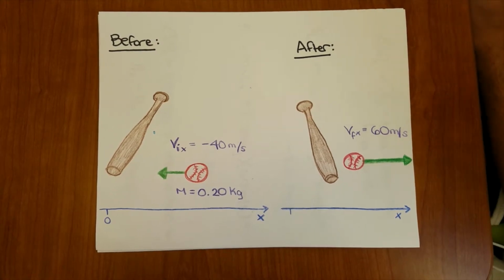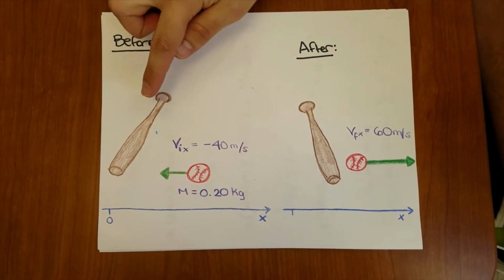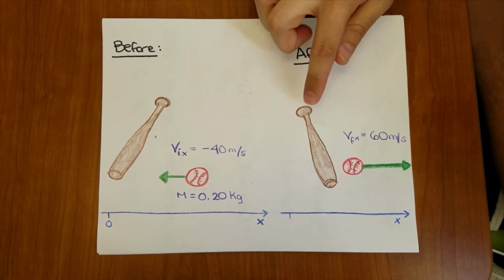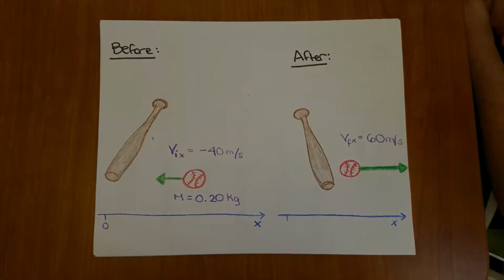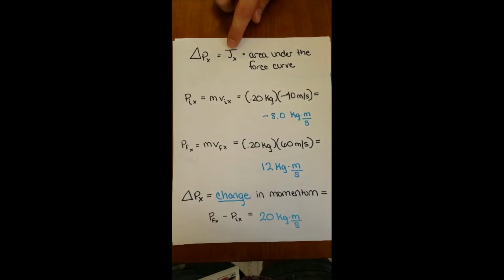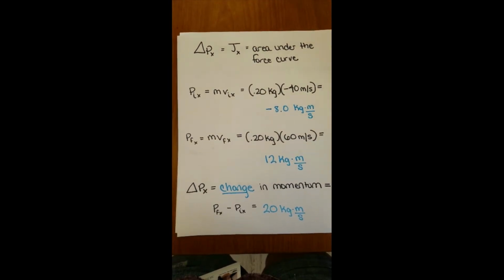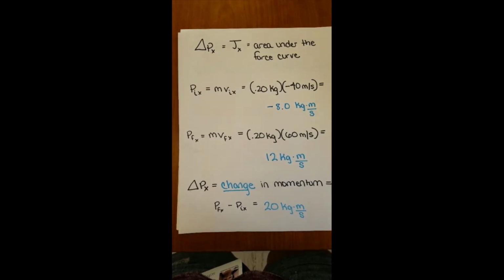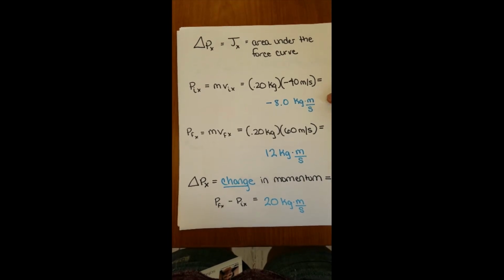This is a drawing of the interaction: the ball going at negative 40 meters per second towards the bat with a mass of 0.2 kilograms, and after the bat, with a final velocity of 60 meters per second in the positive direction. The delta P equals the impulse, which equals the area under the force curve. Momentum initial equals mass times velocity initial, which equals 0.2 kilograms times negative 40 meters per second, which equals negative 8 kilogram meters per second.